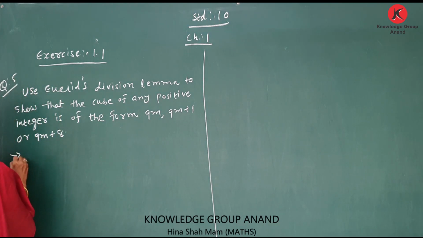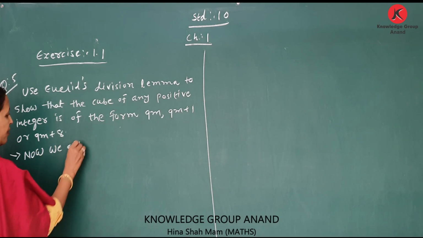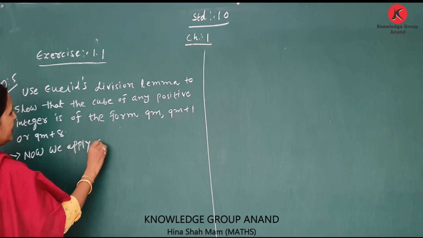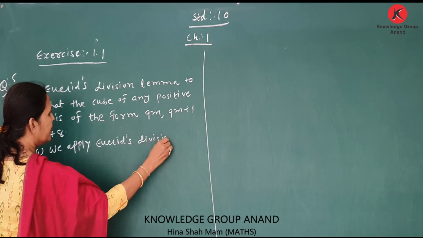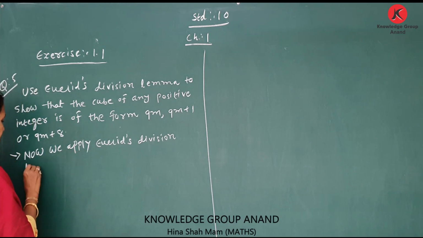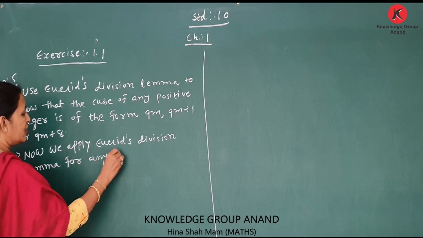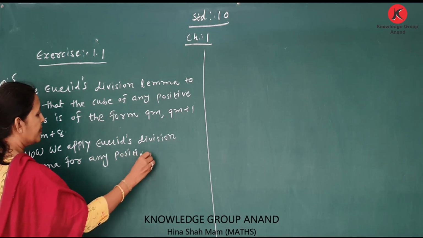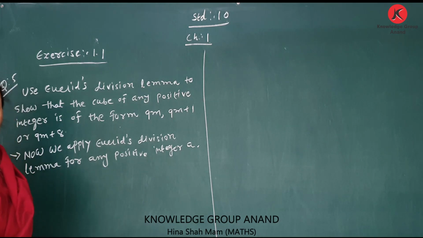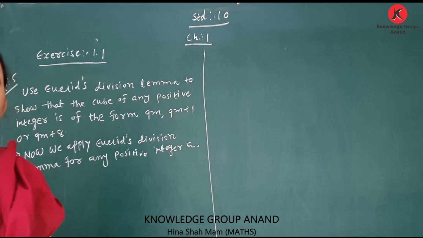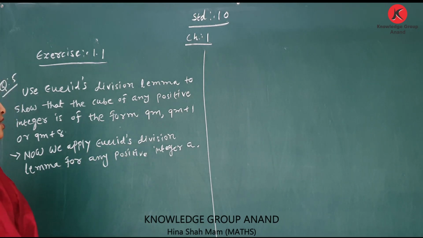Now, using Euclid's division lemma for any positive integer A. Let A be a positive integer. We apply Euclid's division lemma for any positive integer A.